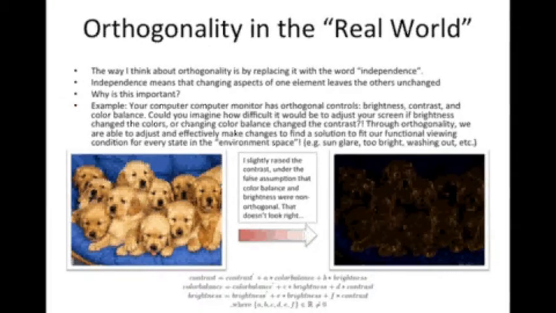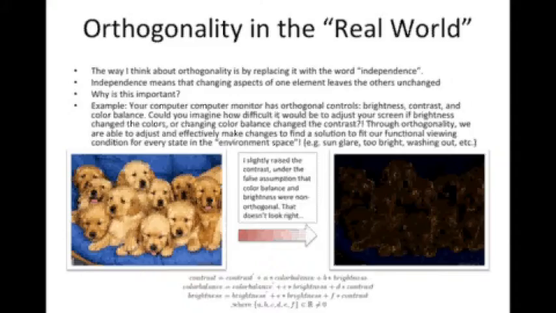I like to think of orthogonality by replacing it with the word independent. So that means that if things are orthogonal, if you change an aspect of one element that's orthogonal to another, that change won't affect anything else in the system. So for example, your computer monitor has orthogonal controls. It has a brightness setting, a contrast setting, and a color balance setting.